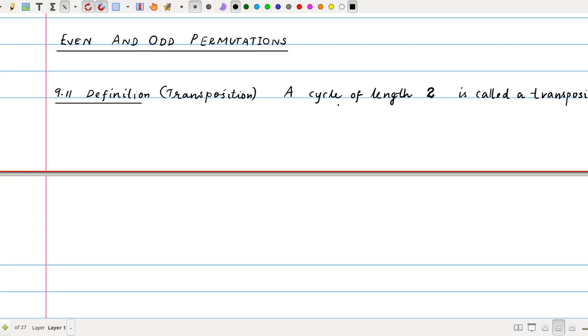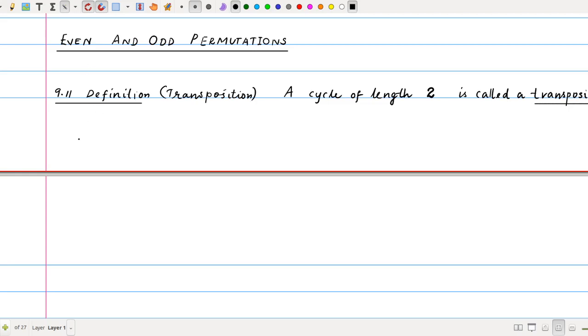A permutation can be written as a product of cycles, and in the last class we have seen that disjoint cycles commute. So using the definition of cycle, you can easily define a cycle of length 2. If a cycle contains two elements, two symbols, then that cycle is called a cycle of length 2. Those cycles are also called transpositions. Using this transposition, we can easily define even permutation.